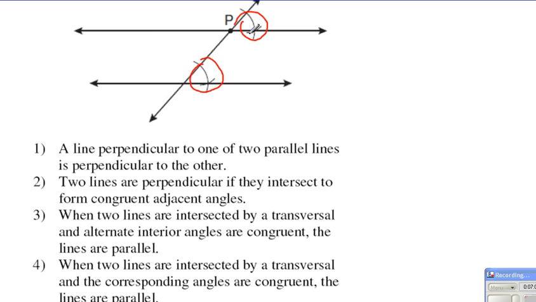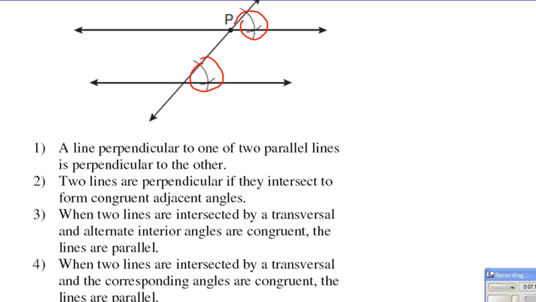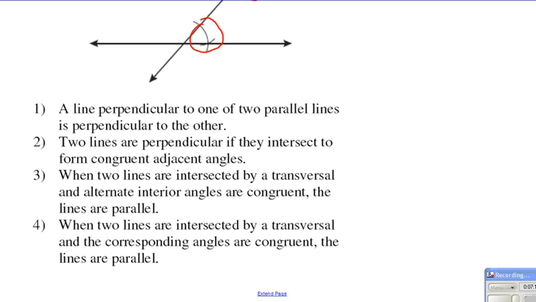In other words, corresponding angles are congruent, which makes these two lines parallel. So now we are looking for something that's parallel. Two lines are perpendicular? No, we are looking at these two, 3 or 4. Let's look into that.